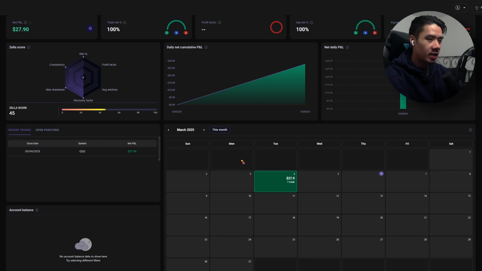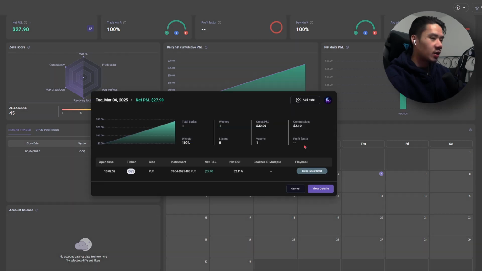Now going to Tuesday, I did win a trade. That's my only trade that I won this week. It was a decent trade. It was a 32% ROI. My net profit was $27. It was a short position.